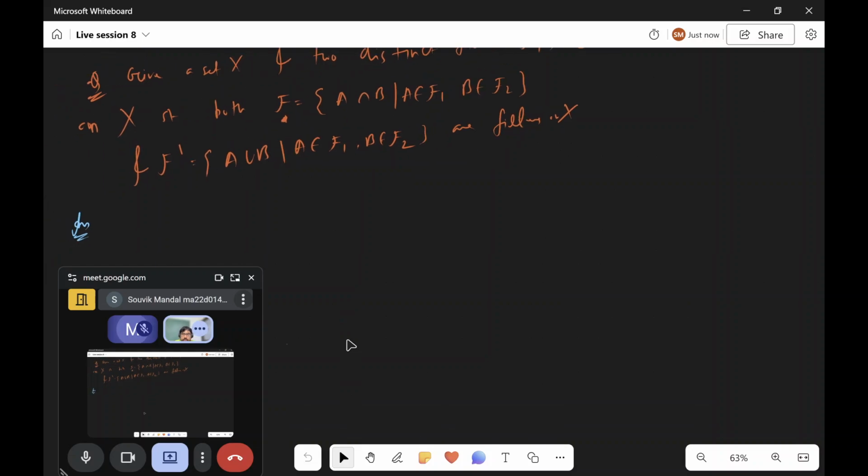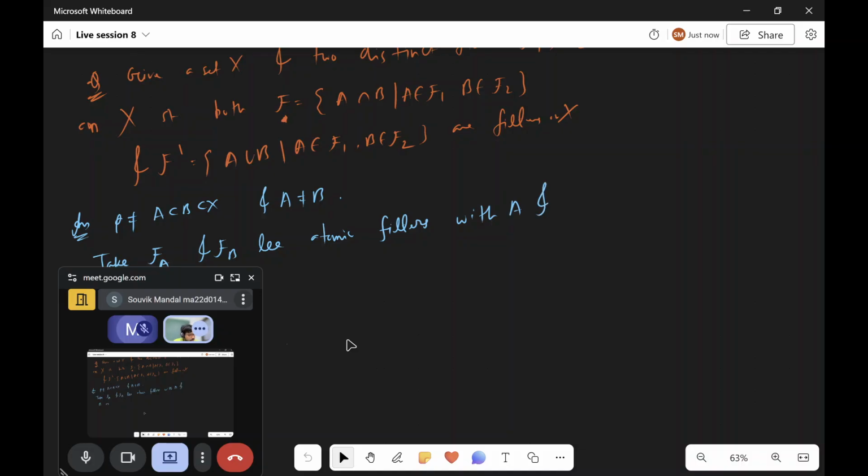So the answer will be as follows. Choose A, of course, not equal to B, subsets of X, and A not equal to B. Take F sub A and F sub B to be atomic filters with A and B the respective atoms.